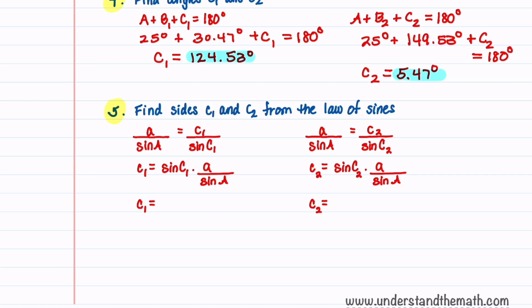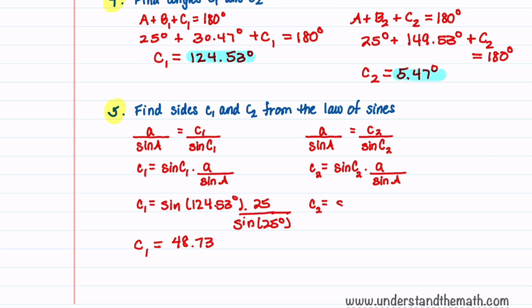Our last step is to find the sides c1 and c2 using the law of sines. To save us some time, I've put in our formulas. Let's first compute c1. It's equal to the sine of C1, which is the sine of 124.53 degrees, times a, which is 25, divided by the sine of A, which is the sine of 25 degrees. Plugging this all into our calculator gives us c1 is equal to 48.73.